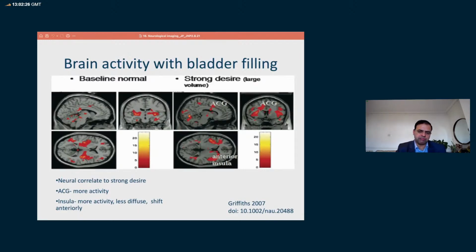In the same cohort, with more volume infused and now a strong desire, you find more activation, particularly in the anterior cingulate cortex as well as in the insula, and the activation seen in the insula is less diffuse and also shifts more anteriorly. These are areas that have consistently been shown to be activated, not only in these studies, but also in studies from other eminent centers where fMRI and PET studies have been performed.